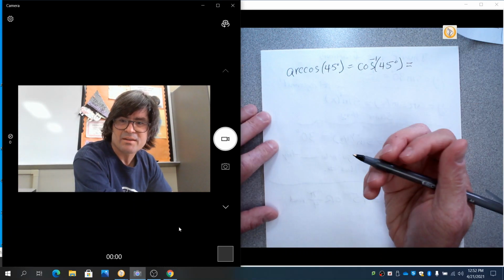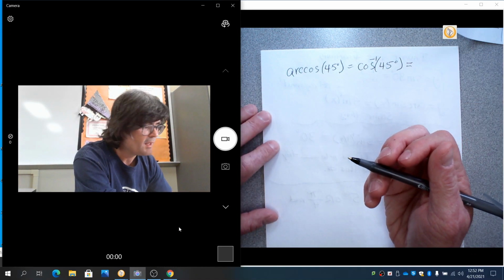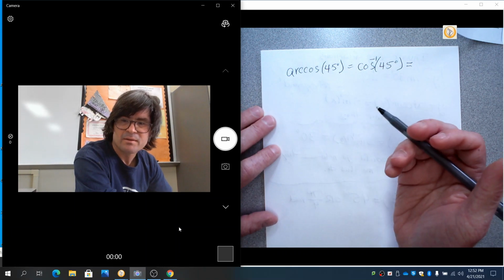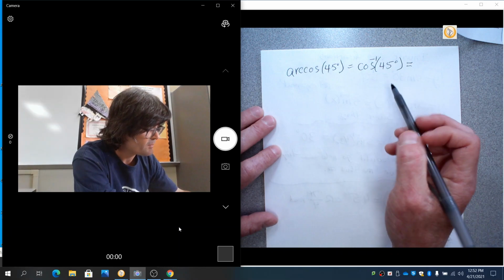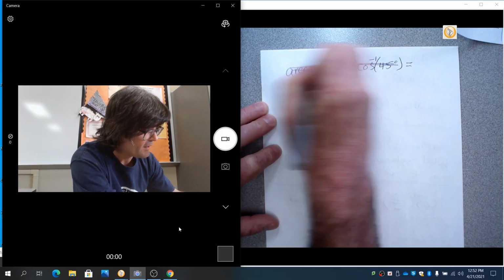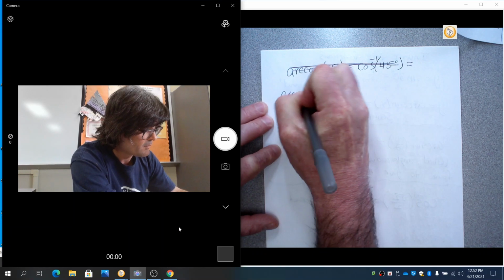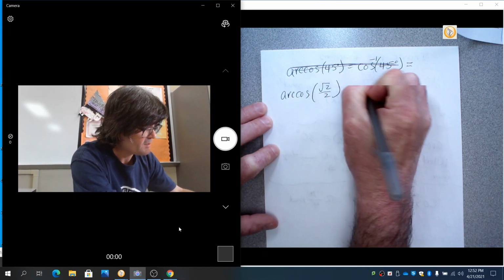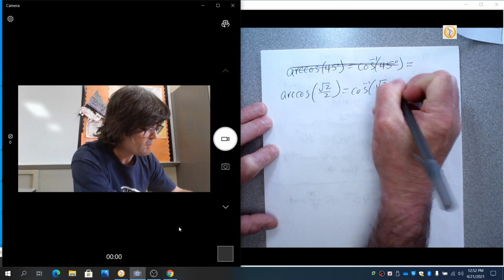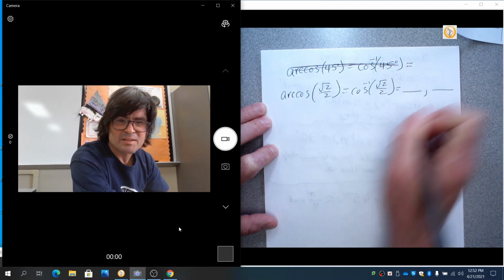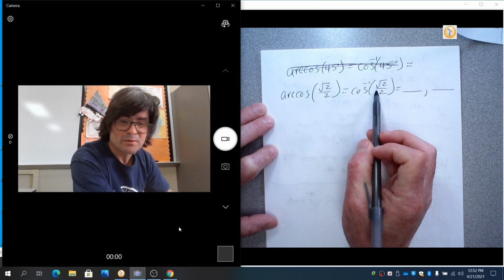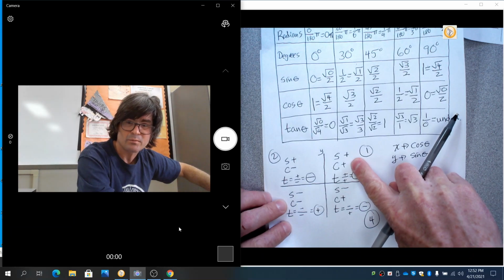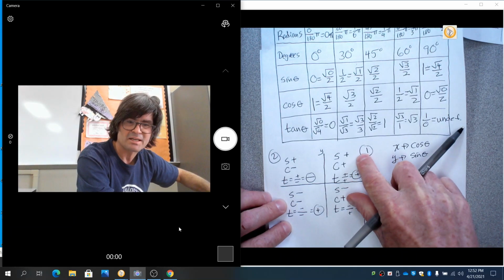It turns out there can be more than one answer here. I'm sorry, I wrote down 45 degrees, but I had root 2 over 2 in mind. Inverse cosine, root 2 over 2. Okay, there's more than one answer here, because to get positive root 2 over 2, there are two places cosine is positive. It's in the first quadrant, and also in the fourth quadrant.